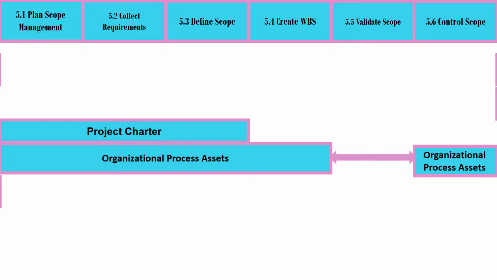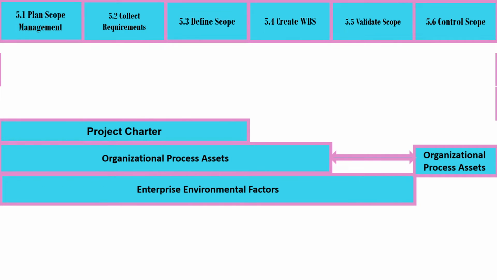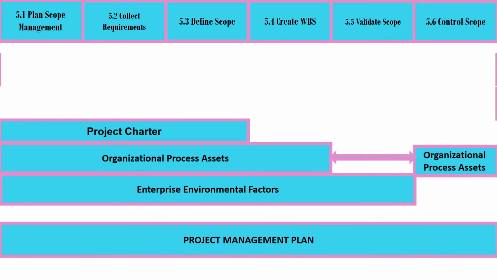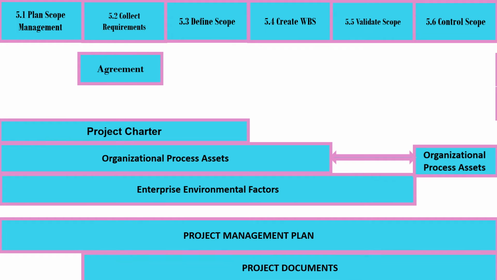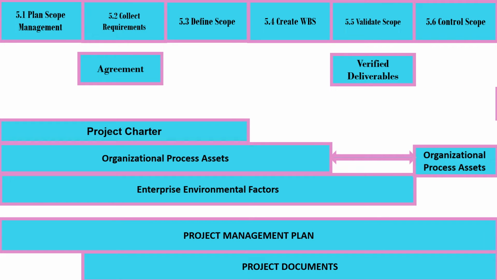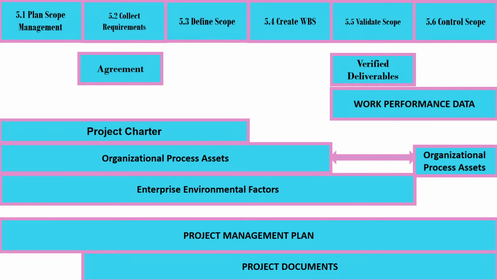Processes, which is shared with all processes except Validate Scope, Enterprise Environmental Factors, which is shared with all processes except Control Scope, Project Management Plan, which is shared with all processes. Collect Requirements has agreements and project documents, which is shared with all processes except Plan Scope Management. Validate Scope has verified deliverables and work performance data, which is shared with Control Scope.